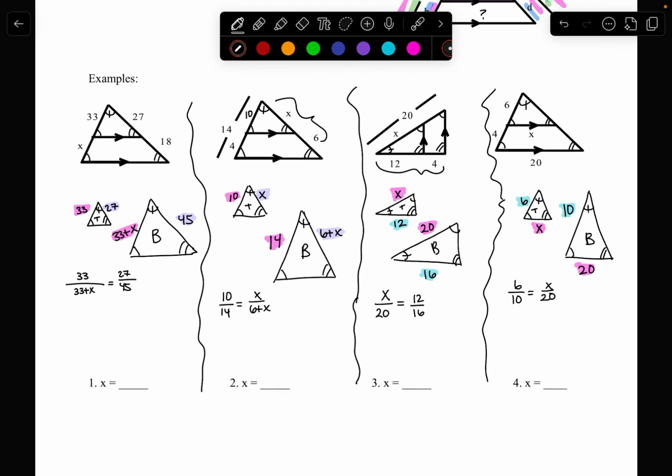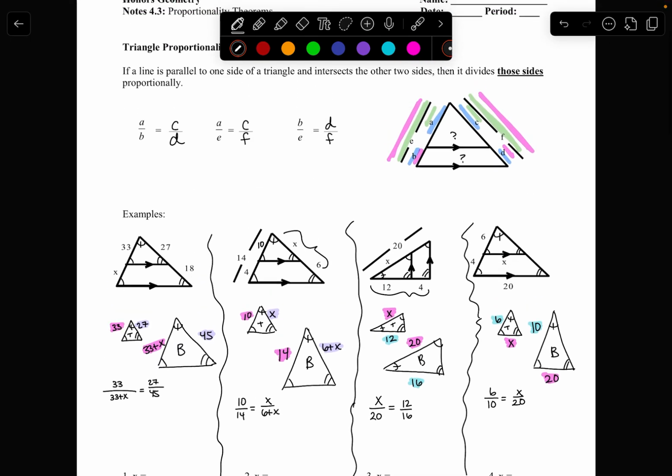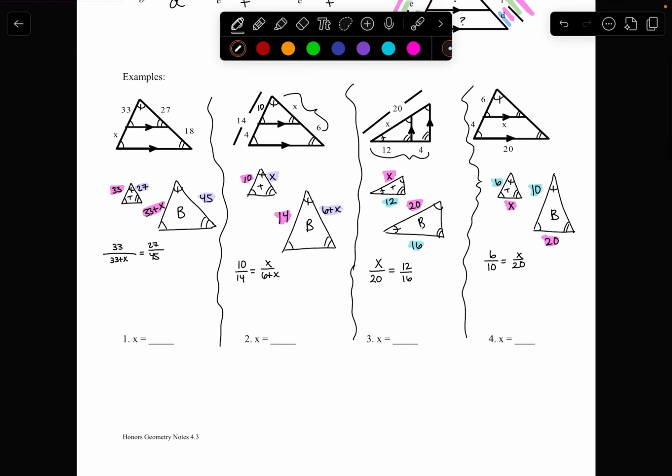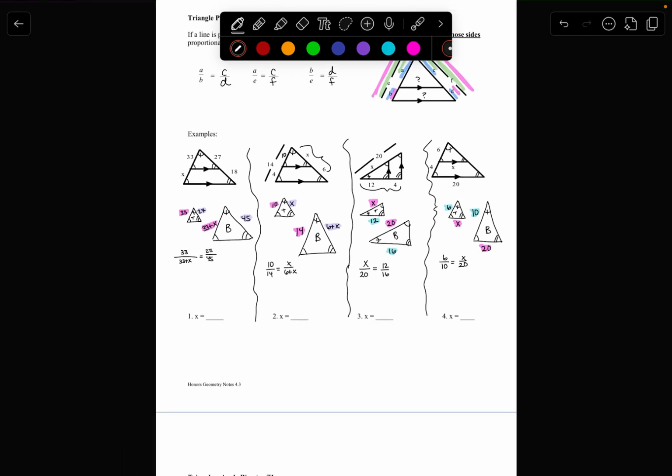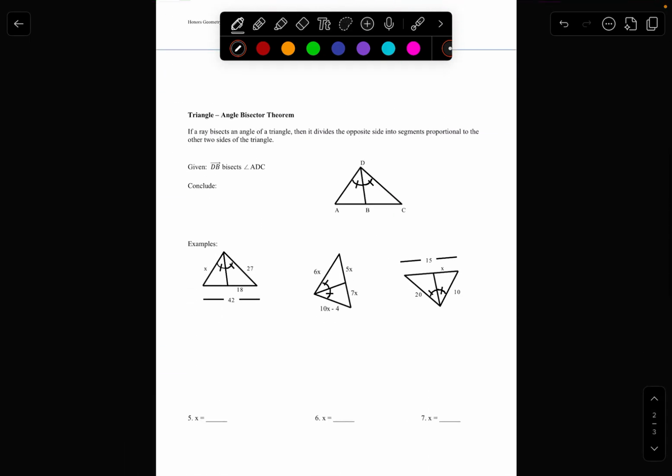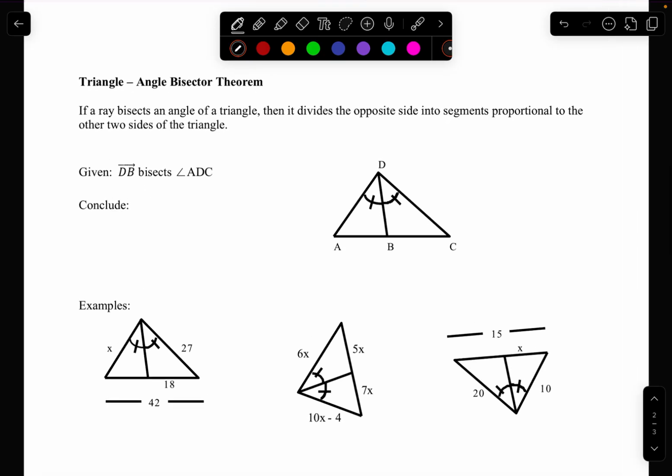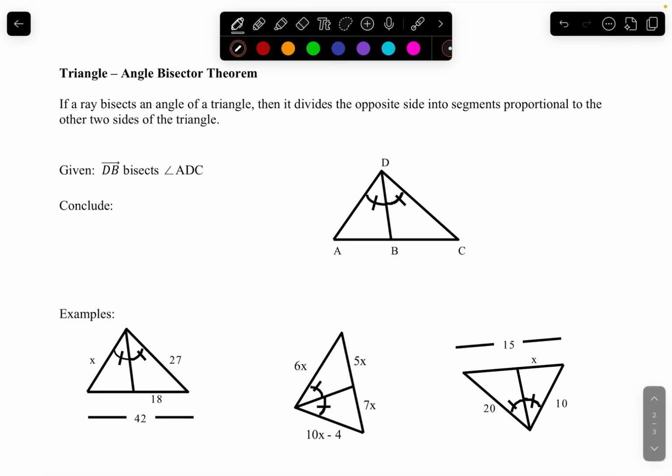Cross multiply and solve. So even though we have this triangle proportionality theorem, I just have my kids redraw the triangles twice. It gets you in a good habit of doing that, and it ensures on problems like number 4 that we don't assume that 6 over 4 would equal x over 20 because it doesn't work like that, okay? So just, thoughts. All right, now we're going to move on to this thing called the triangle angle bisector theorem.